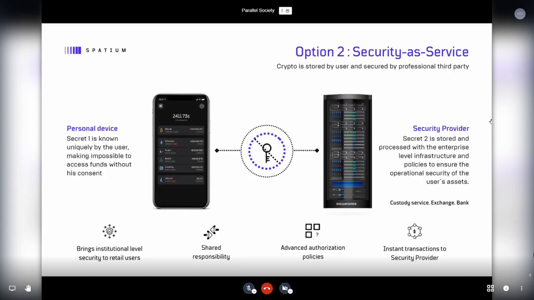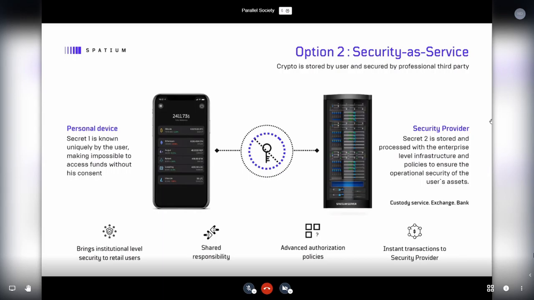Or if you want, you can even deploy this security server in your own cloud. And this hybrid scheme, which is neither custodial nor non-custodial storage, is safe because to steal your funds, one has to simultaneously hack both your device and the security provider server, which is highly unlikely. That's how you can get institutional-level security for a retail wallet.